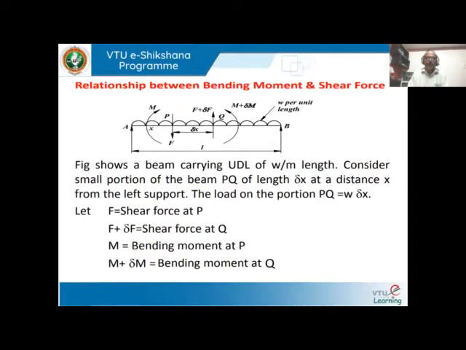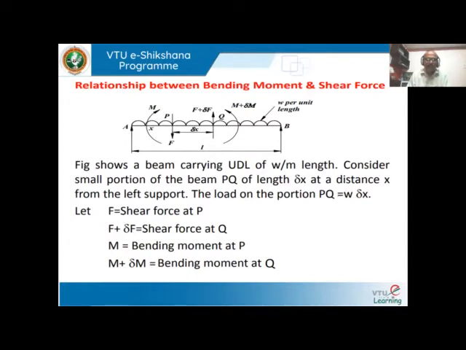Now, we have to know the important relation between bending moment, shear force, and intensity of load. To explain that, consider a uniformly distributed load with simple supports at A and B as shown in the figure. That load throughout its length is taken as w per meter length. Now if we consider a portion of the beam PQ of length delta x as shown in the figure, then that elemental length will be under equilibrium under the action of various forces.